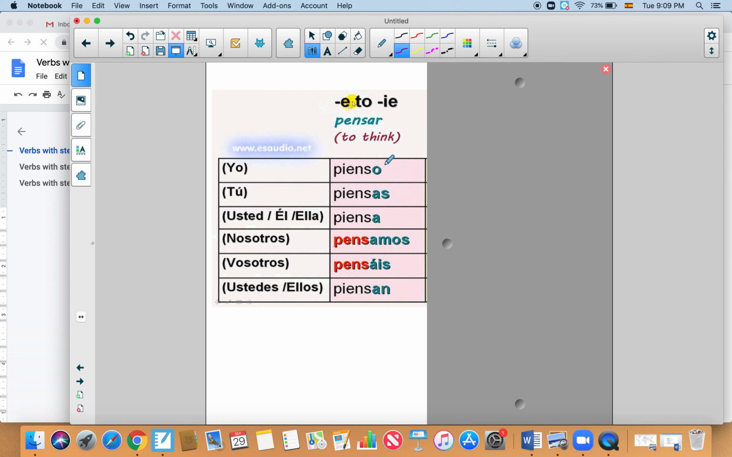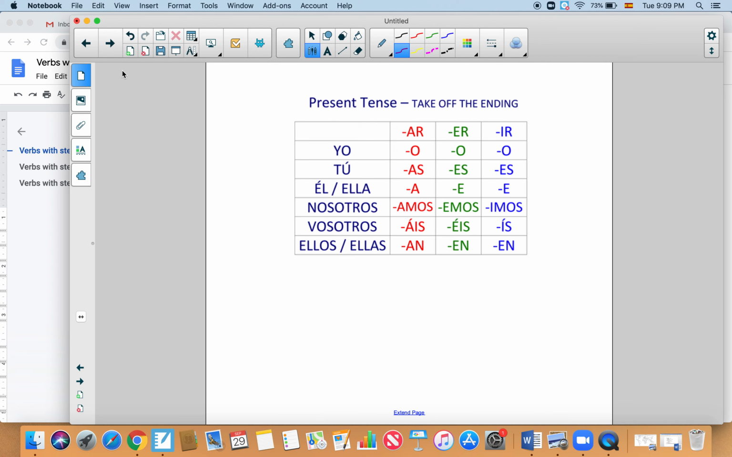So again, the endings that pensar is going to get are regular AR endings. So when you look at our chart here, right, an AR verb in the yo form gets an O, and the tú form gets an as. Él, ella, usted, a, nosotros, amos, vosotros, ellos, ellas, ustedes, an.